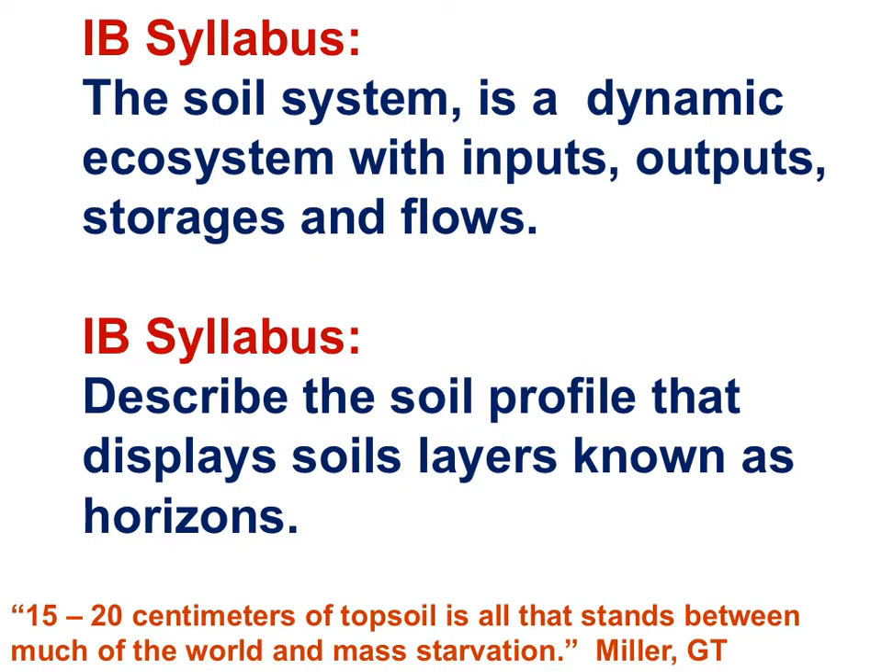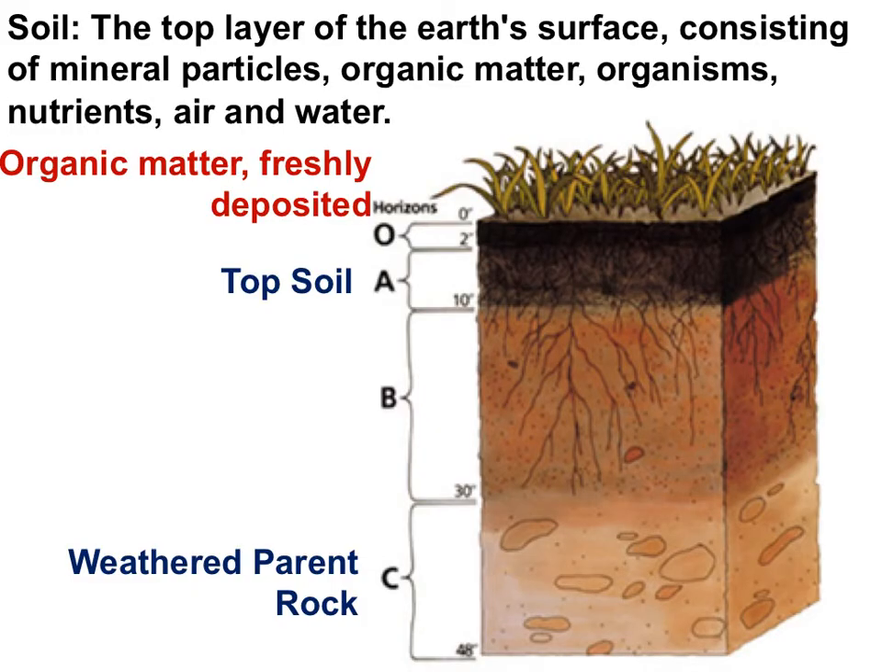Here are the first two IB syllabus statements of the movie. The soil system is a dynamic ecosystem with inputs, outputs, storages, and flows. And secondly, describe the soil profile that displays soil layers known as horizons. Soil is the top layer of the Earth's surface, consisting of mineral particles, organic matter, organisms, nutrients, air, and water.